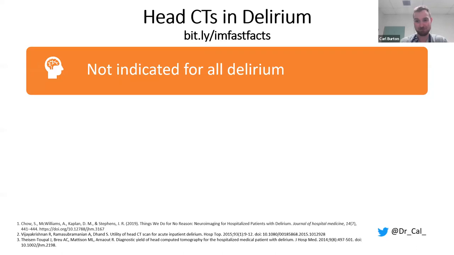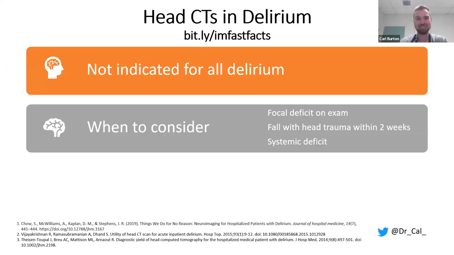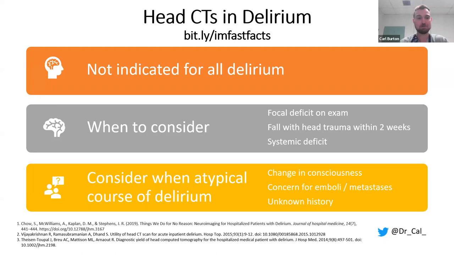So it's not indicated for everyone, and it was not indicated in this case. We consider it with focal deficits, a fall with head trauma, which he didn't have, or a systemic or neurologic deficit. And consider it when there's an atypical course of delirium, such as a change in consciousness, a concern for emboli or metastases, or someone where we don't know the history and the course may be atypical but they haven't been able to tell us. So we have to get additional information that we're not getting through history and physical. And that's all I've got.